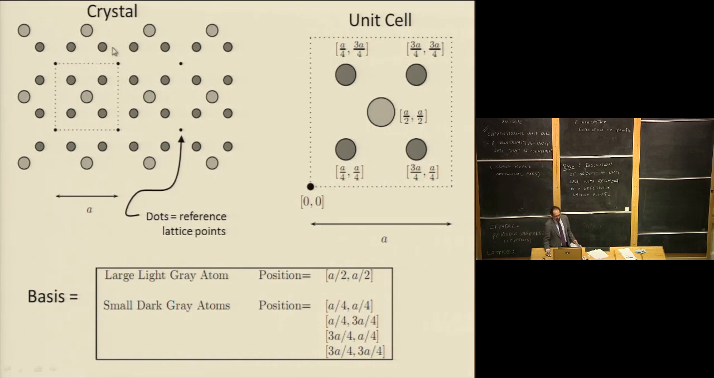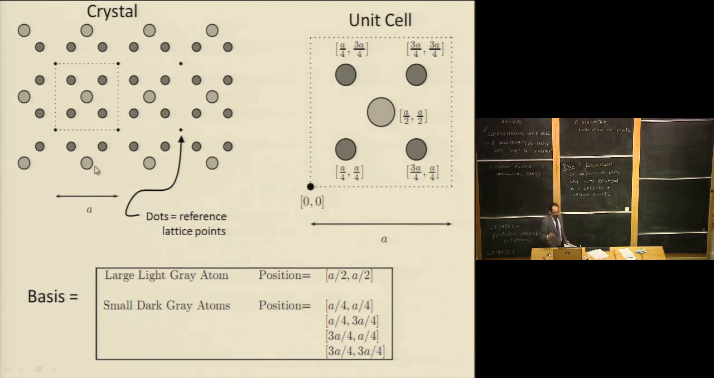So here's a crystal made up of two different types of atoms, the large light gray atom and the small dark gray atom. Okay? The black points are reference points that give me the corners of the unit cell. So here's a unit cell, and here it's just been blown up a little bit so you can see it a little bit better. So here we have a unit cell, next unit cell, and if you stack the unit cells together, you reconstruct the whole crystal.